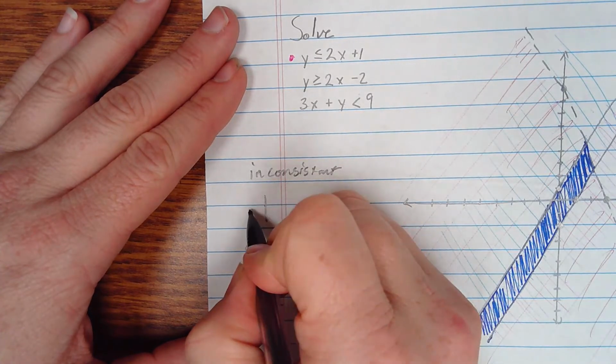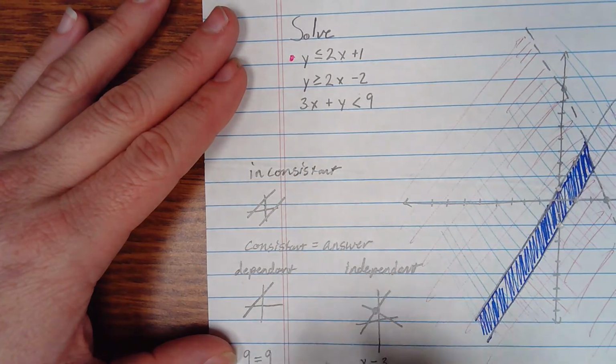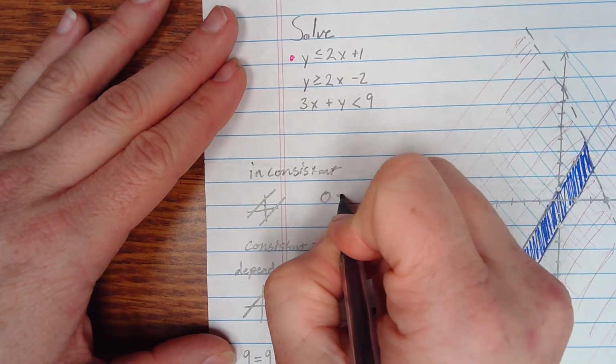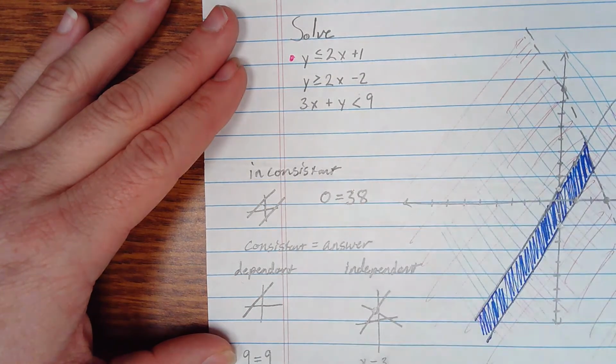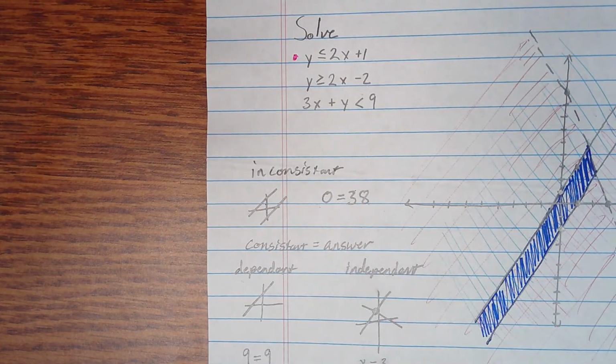Now, if you have an inconsistent system, okay, what you will have are 2 parallel lines with no solution. You will get something like 0 equals 38. If you get an answer like this, it's inconsistent and there will be no answer.